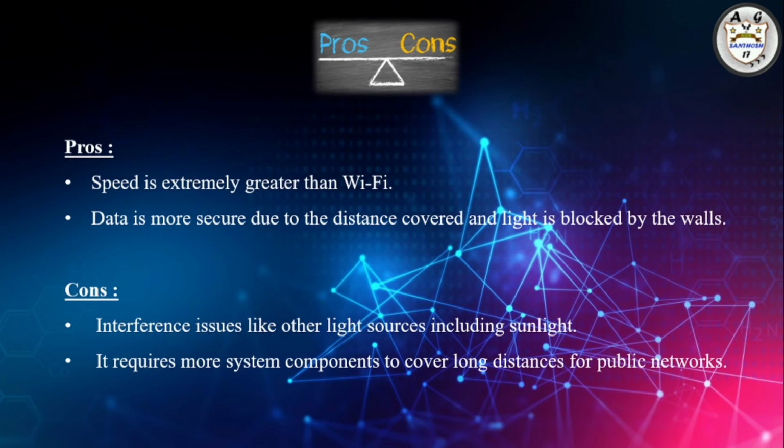Next, its advantages and disadvantages. The advantage of Li-Fi is that the speed is extremely greater than Wi-Fi as discussed previously, and the data is also more secure. Since the coverage distance of Li-Fi is only about 10 meters, the data cannot penetrate through the walls, and thus the data is more secure.